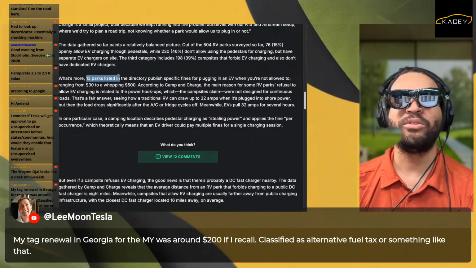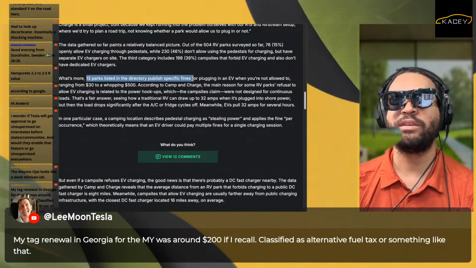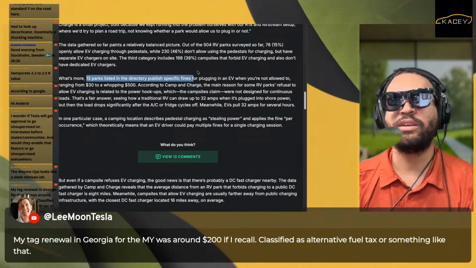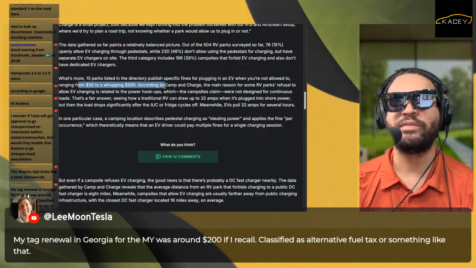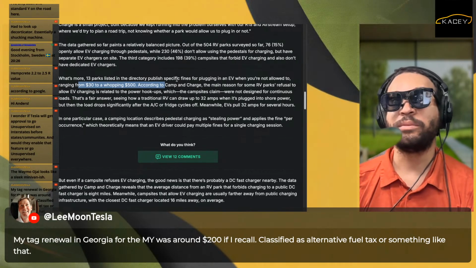What's more, 13 parks listed in the directory published specific fines for plugging in an EV when you're not allowed to, ranging from $30 to a whopping $500. At least they publish it ahead of time instead of trying to get you with some surprise bill, since they don't put it on the website.